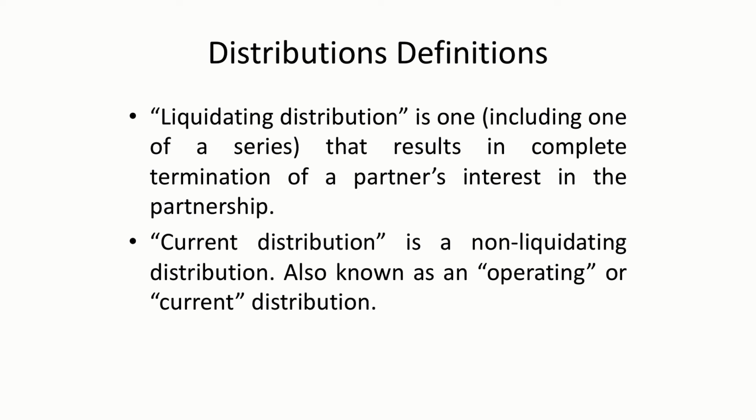Let's talk about liquidating versus non-liquidating. So, of course, liquidating means that the partner no longer has an interest afterwards. They're giving up their interest in exchange for this distribution of property or cash. A non-liquidating distribution means the partner has an interest afterwards. These are also known as current distributions, operating distributions. They're all non-liquidating distributions, all synonymous, all the same thing. The rules are different between these two for simple distributions. That's why we had to make the distinction there.